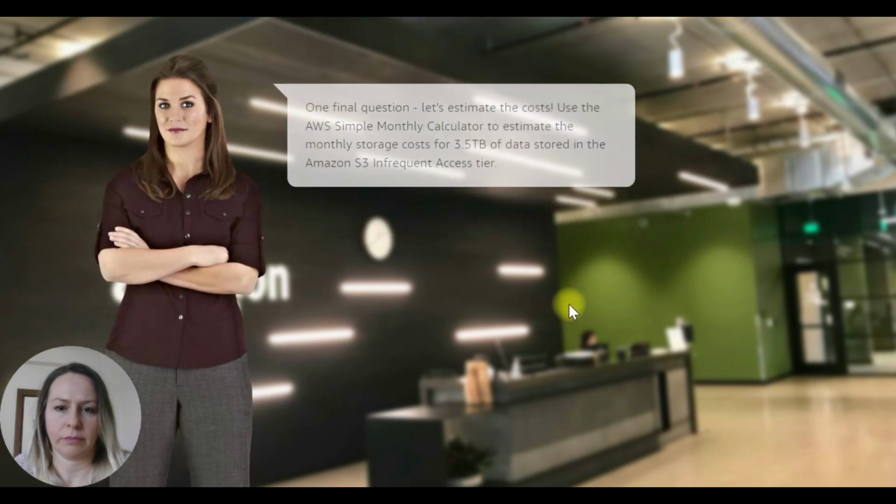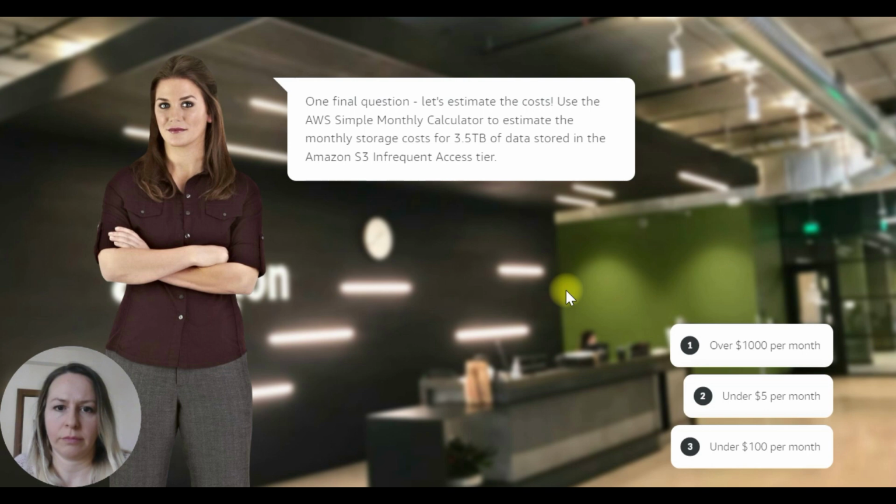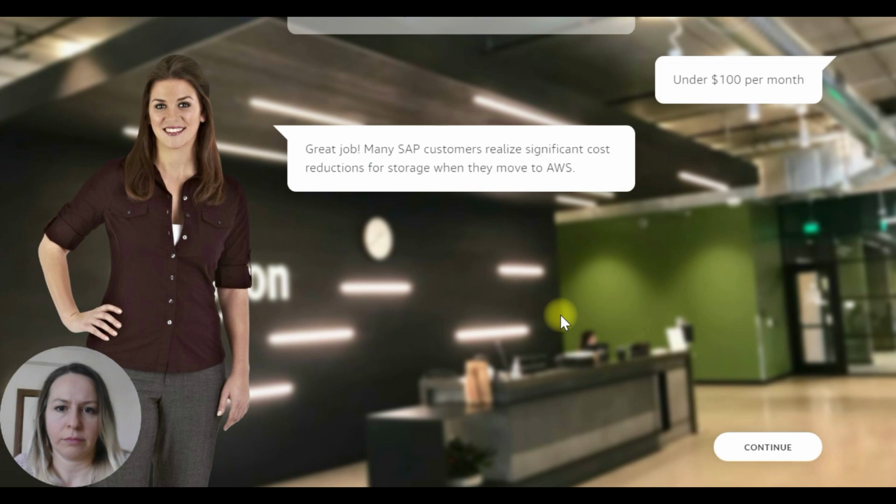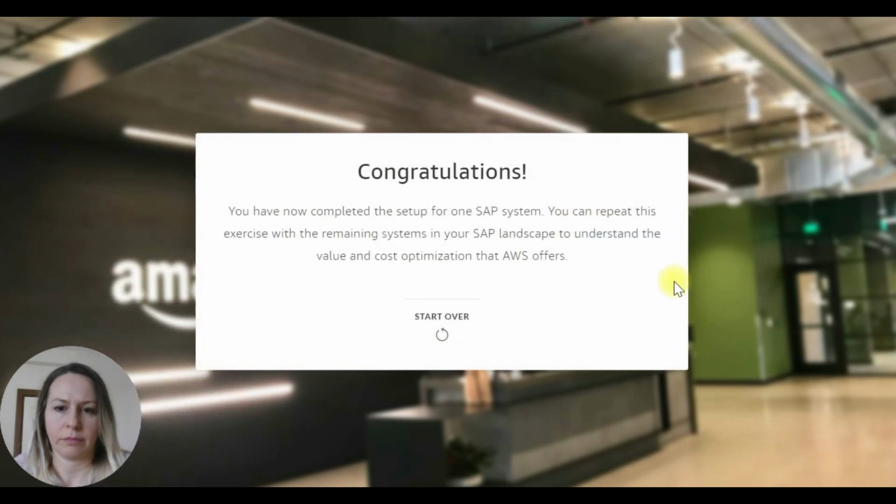One final question, let's estimate the costs. Use the AWS Simple Monthly Calculator to estimate the monthly storage costs for 3.5 terabytes of data stored in the Amazon S3 frequent access tier. Great job! Many SAP customers realize significant cost reductions for storage when they move to AWS.